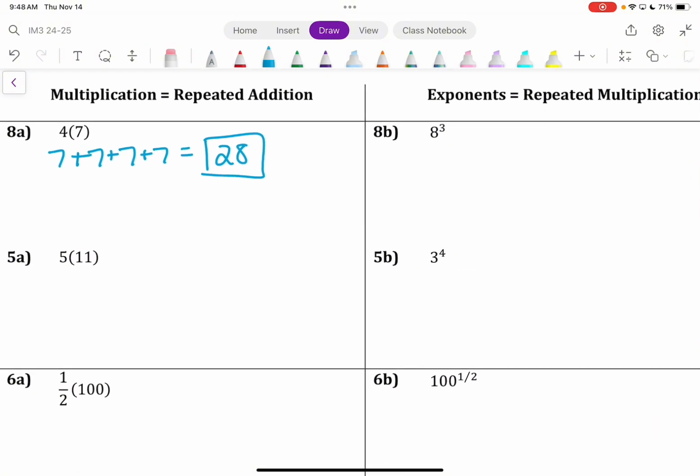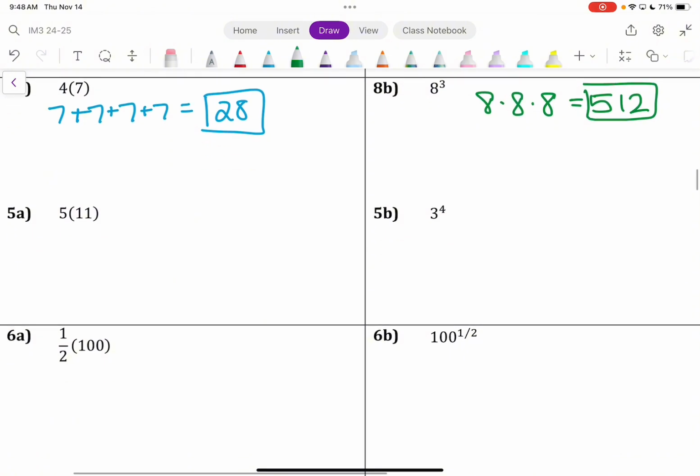Using that logic of repeated whatever operation it is, when it comes to exponents, we're doing repeated multiplication. So that 8 to the third becomes 8 times 8 times 8, which is equal to, that's a big number, 8 and 8, 64. 64 and 8. Let me just look at my numbers here. That's faster. 512. All right? 512.